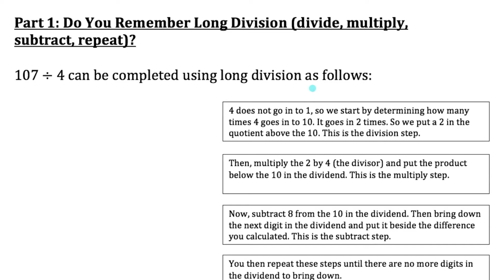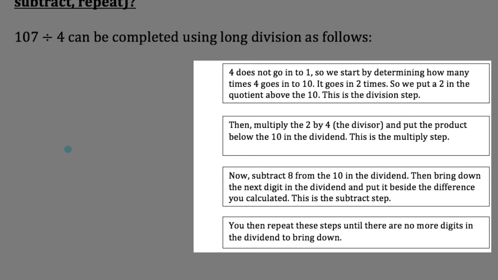Before you learn how to divide polynomial functions, let's make sure you remember how to do long division of just normal old integers. So I want to do 107 divided by 4, and we'll use long division. On the right-hand side here, you should see all the steps that we need to do for long division. The steps are basically broken down into divide, multiply, subtract, and then repeat.